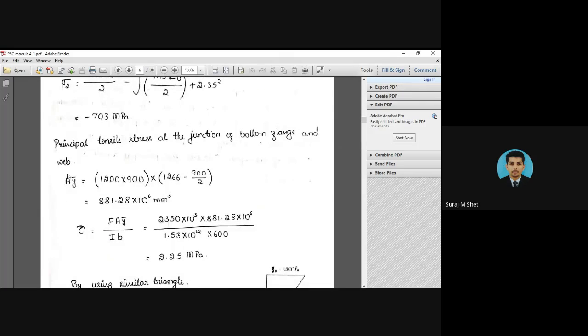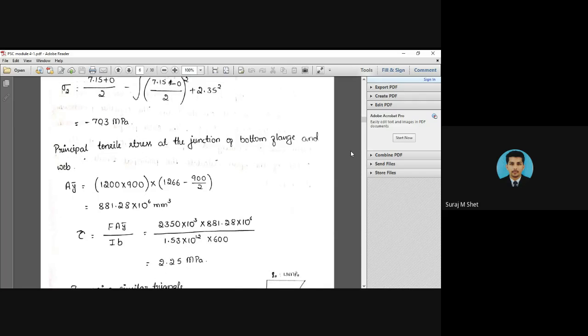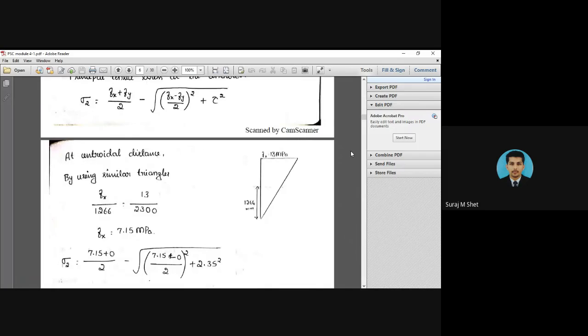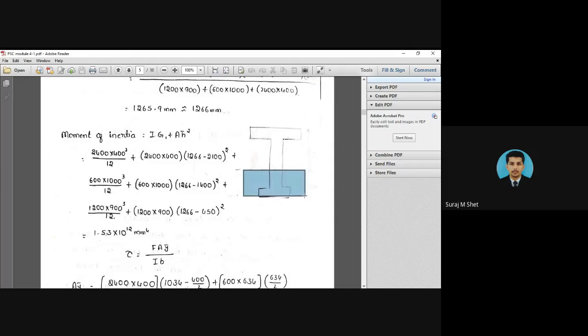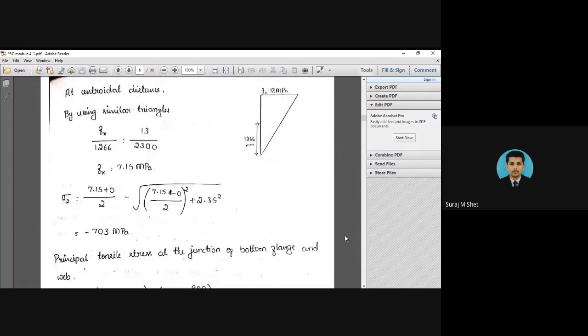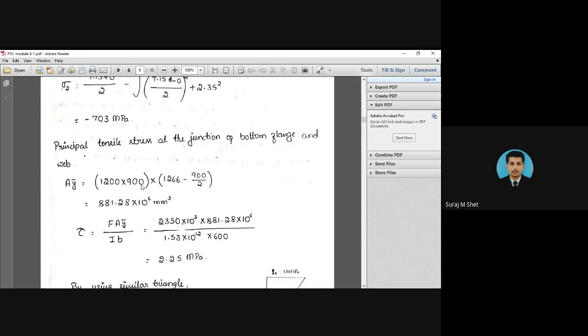So what is the area into y bar then? Area into y bar from the bottom is 1200 into 900. This bottom is 1200. I am calculating the area below, because in the previous one they asked to find the top, but now I am calculating from the bottom. This is 1200 into 900 into (1266 is your given y bar value) y bar minus 900 divided by 2. This is the area below the neutral axis.